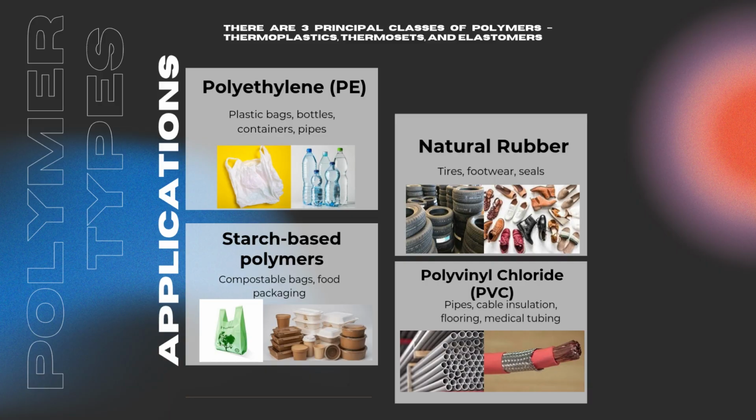Next, we have natural rubber. Basically, natural rubber is used in tires, footwear, and seals. The last one, we have polyvinyl chloride, PVC. Basically, PVC is used in pipes, cable insulation, flooring, and medical tubing. So in summary, polymers have become essential materials because of their versatility, cost effectiveness, and useful properties. From everyday objects to high-tech applications, polymers play a crucial role in modern life.